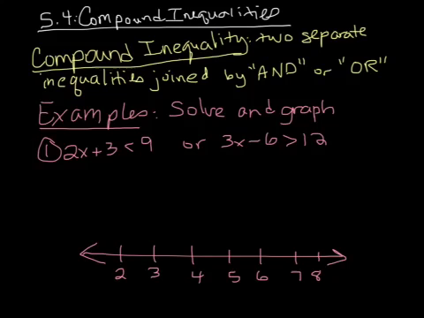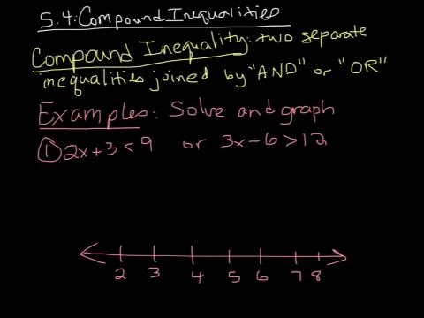So let's go ahead and start this example. We're going to solve and graph. When you solve this problem, it's actually very easy if you understand the stuff we did from the previous section. If you didn't understand the stuff from the previous section, it'll be very hard. So make sure that you got that before you try these. What we're going to do is solve each of these two parts of this inequality, 2x plus 3 is less than 9, or 3x minus 6 is greater than 12. We're going to solve each of those separately.